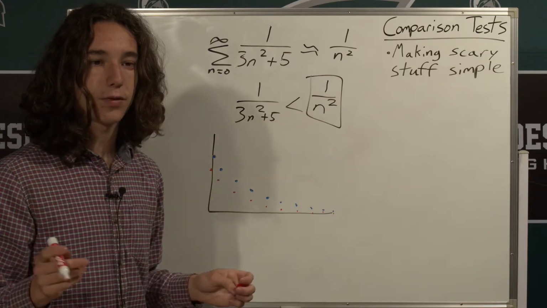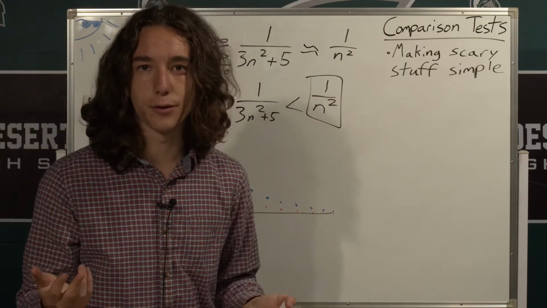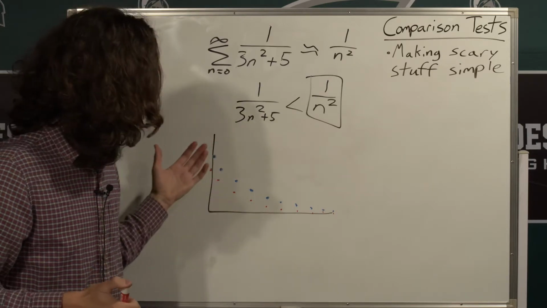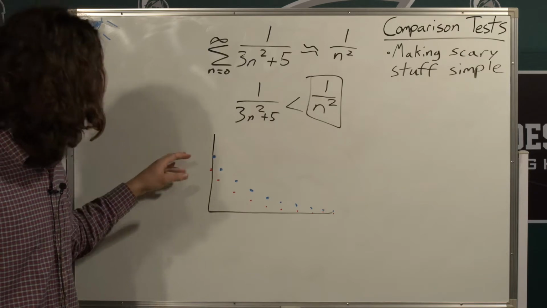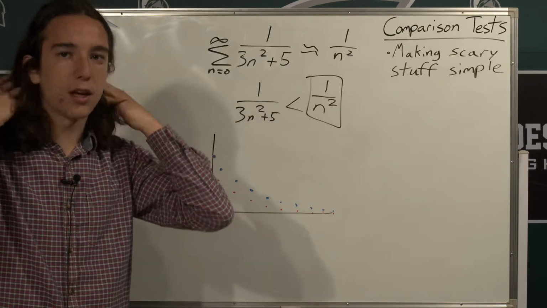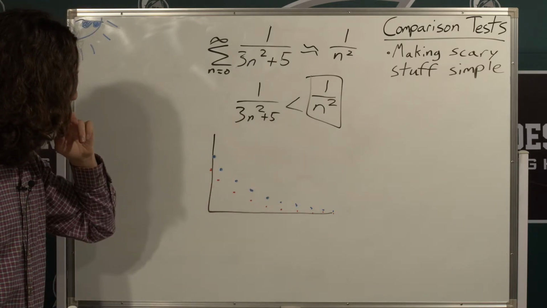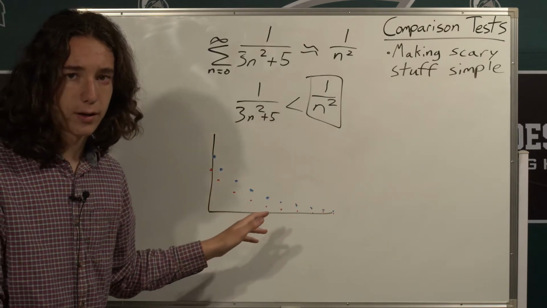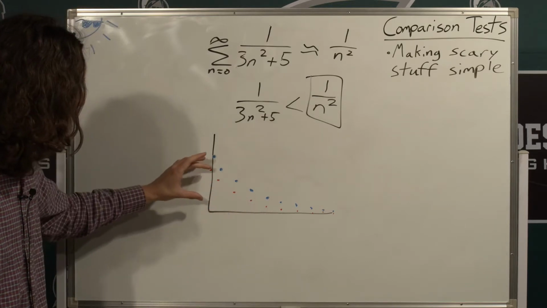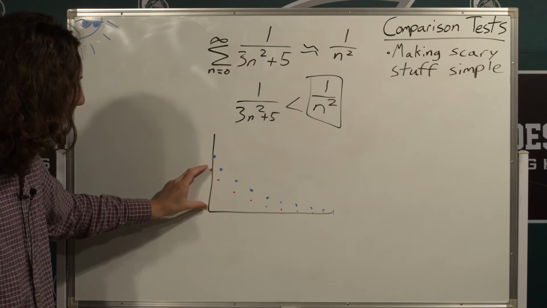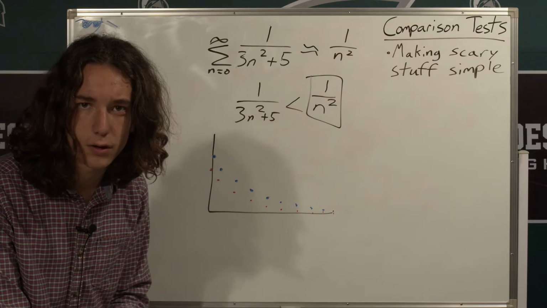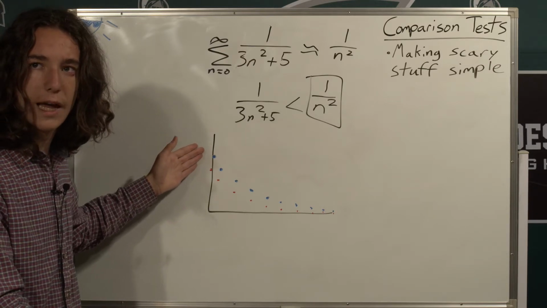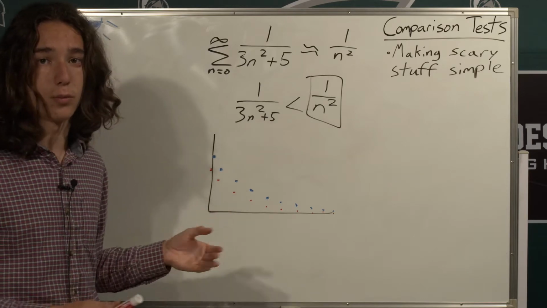And let's think about this. If we go back to how we thought about it in the integral test, whether this converges or not is about the area under the curve, right? The sum of this series is kind of analogous to the area under this curve. And so if we know that 1 over n squared, the blue dots, has a constant area under this curve, like it does converge, then the area of 1 over 3n squared plus 5 has to be less than that. So of course it also has to converge, right? Because something that's less than a real number also has to be a real number.